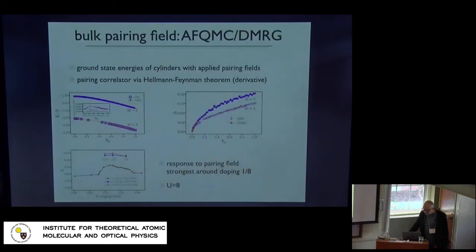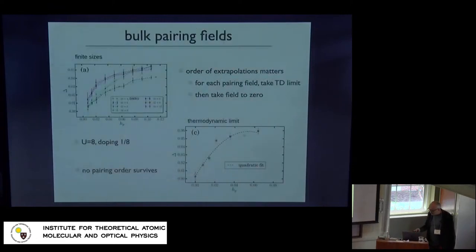Anyways, so what we then did is we compared this to AFQMC. The comparisons worked extremely well. I won't go into the details, but go to the result which then finally emerged. We extrapolated all the system sizes, all the results numerically to exact, and then we extrapolated in the system size, and what we found in these old results was that basically in the thermodynamic limit, no pairing order survives, consistently with all the different calculations we did.